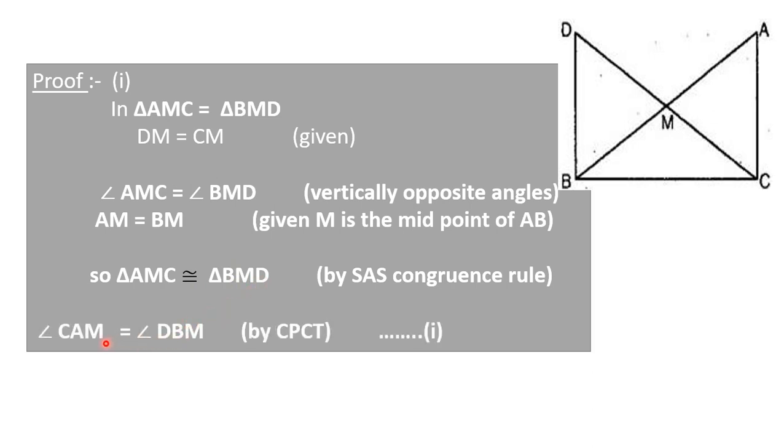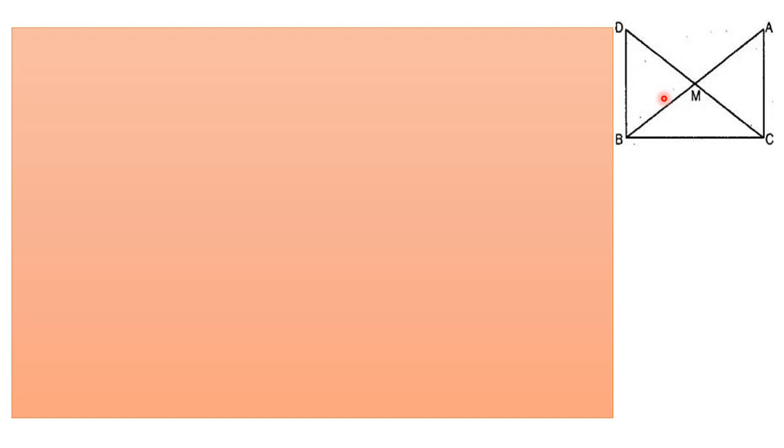Then we can write angle CAM is equal to angle DBM by corresponding parts of congruent triangles. So that is over for the first part. Now the second part. In the second part we have to prove angle DBC, this angle B, is a right angle.